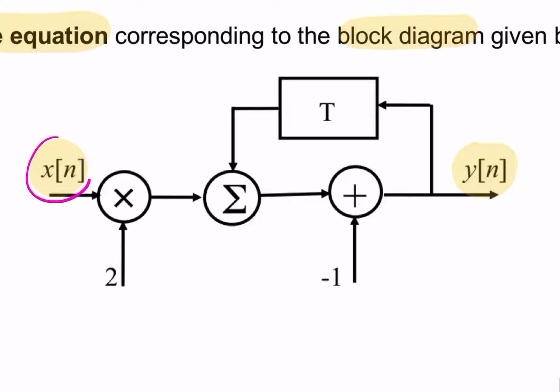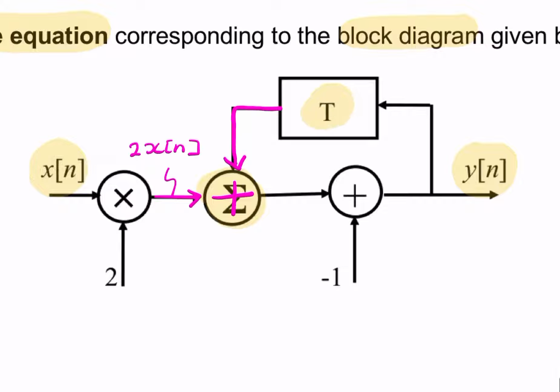So we start with the input, x of n. That is being multiplied by 2. So the output here would simply be 2 times x of n. That's the output at that point there. And then it's going into this block, which is just an addition block. And what's being added? Well, 2x of n is being added to whatever it is that's coming out of this T block.